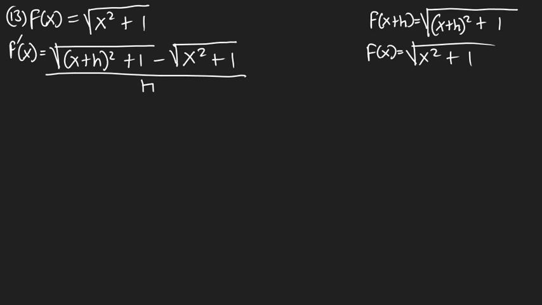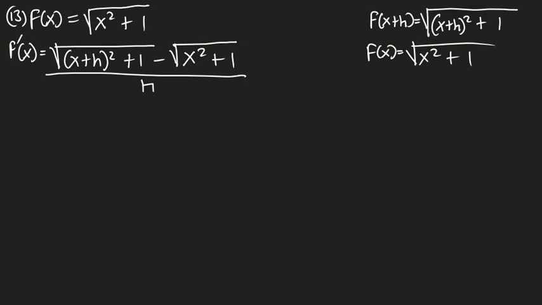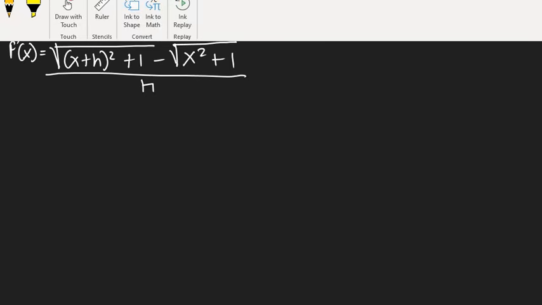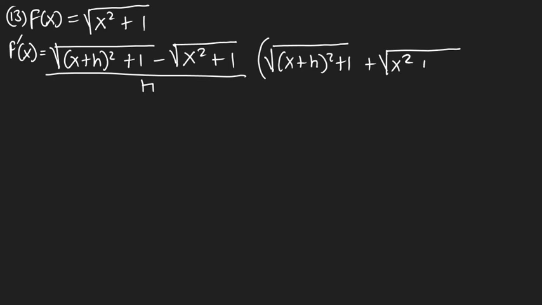Now when we reach here, we can rationalize. We find the conjugate. So to find the conjugate, you will multiply by the same thing, but this time around, you put an addition sign. Even this side, you do the same thing.